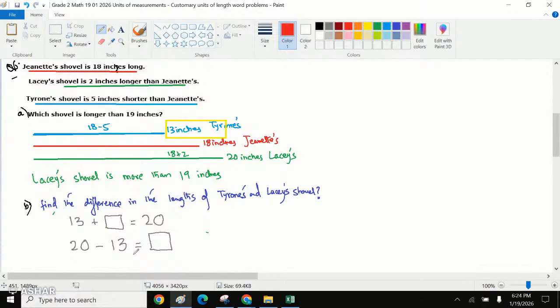20 minus 13 would be 7. Similarly, we can say 13 plus the additional 7 in the length would give us the 20, right? So we can say the difference in length is 7 inches, right? Because we have to use the same unit over here. And the question is in inches. So we write the unit in inches. Do we agree?